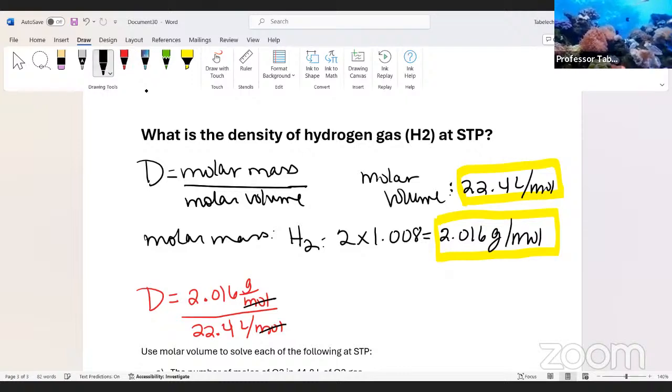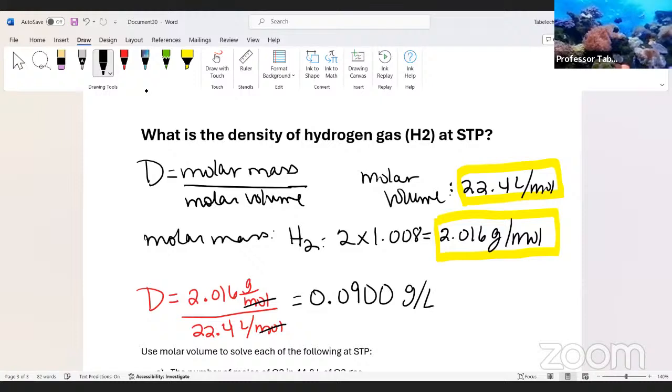Cancel out your moles because we don't need them anymore. All you need to do now is plug in those numbers. 2.016 divided by 22.4, and you get 0.09. Actually 0.0900, because we need 3 significant digits, grams per liter. That's all you have to do.